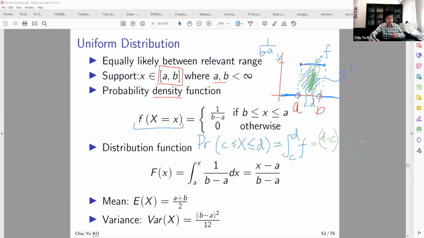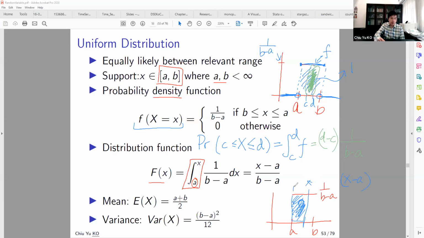Now the distribution function, the cumulative one, will be the integration from a to x. But remember, we don't do integration in this class, so how to prove this will be just a up to b, and the height is 1 over b minus a. We're asking the probability up to x. Suppose x is here, okay? Then this area has a base of x minus a, because this is x, so the distance is x minus a. The height is 1 over b minus a, so that's why we multiply. This is the area under the curve.